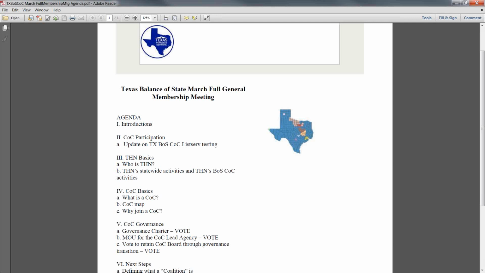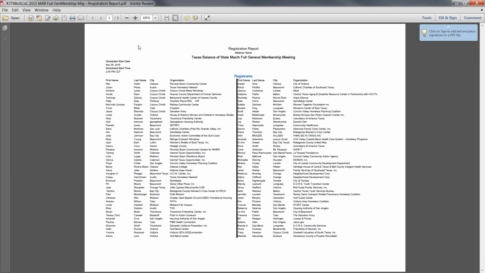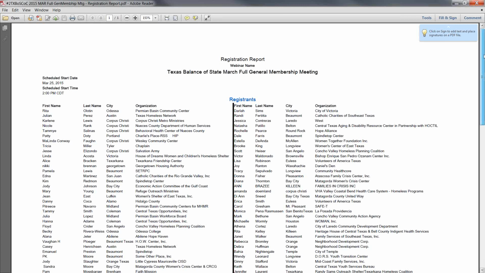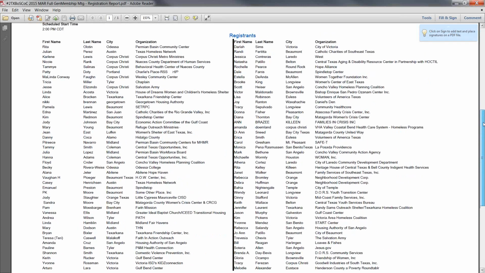So what we're going to do is I'm going to present you with some registrant information that will show you the coverage within the Texas Balance of State. Okay, so first of all, we had a large number of people register. Actually, right before we started, I saw that there were 97 people registered, but earlier today, I pulled down a report, and you can see that we had a large number of people registered then. I think it was 95 at that time.